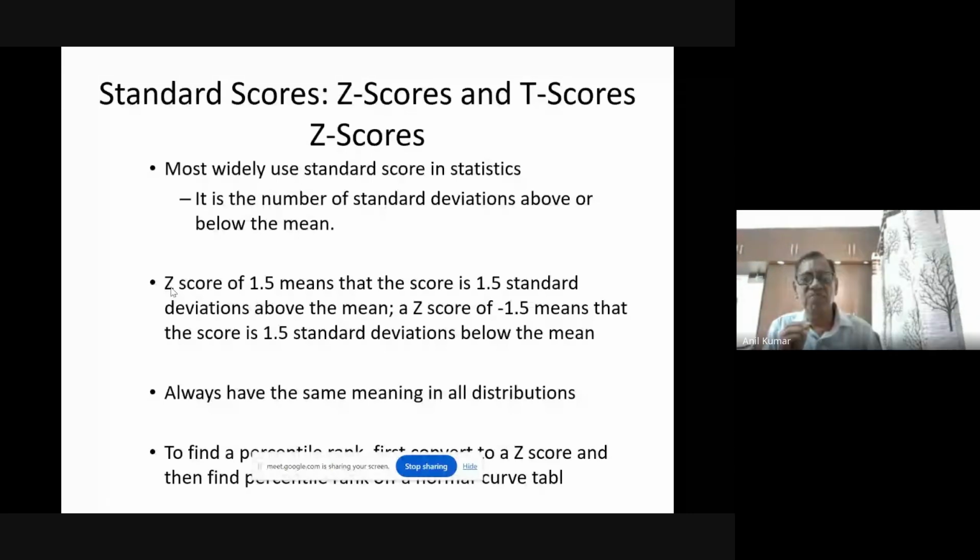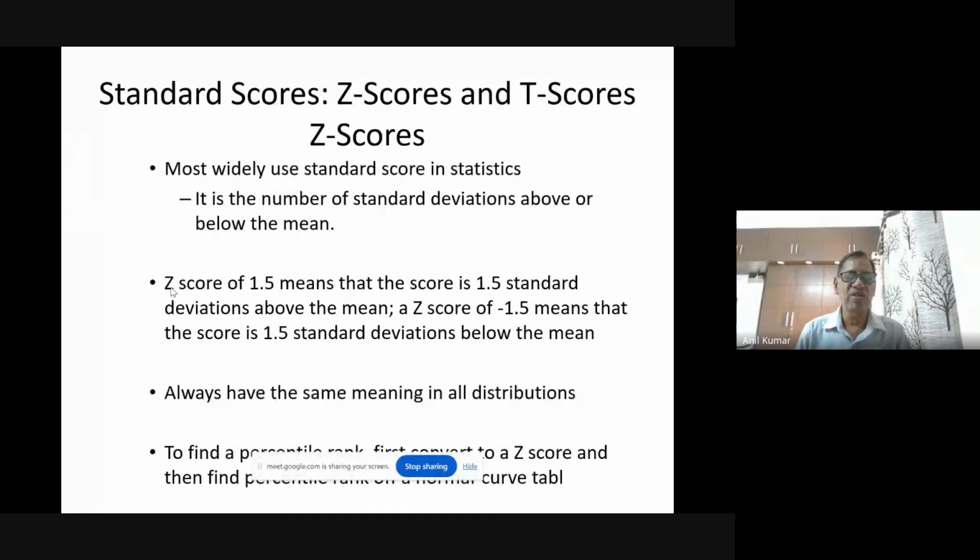So plus and minus values are there. If we say Z score of minus 1.5, whatever score we are talking of, it is 1.5 standard deviations below the mean. So Z score can be positive as well as negative. Minus means below and plus means above the mean. So it is telling us the relative position of that particular number with respect to the mean of the group.